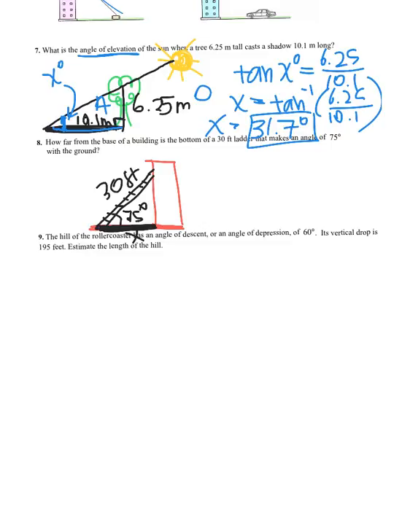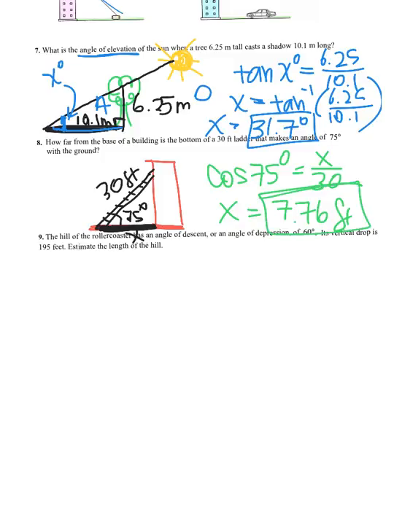Okay, so let's set up our trig function here. So we have an adjacent and a hypotenuse. So this is going to be cosine of 75 degrees is equal to the adjacent, which is x, over the hypotenuse of 30. So multiplying 30 on both sides, x should give me 7.76 feet. And that is my final answer. All right, why don't you go ahead and try one on your own? So number 9, go ahead and pause this video, and then once you're ready, unpause and check your answer.